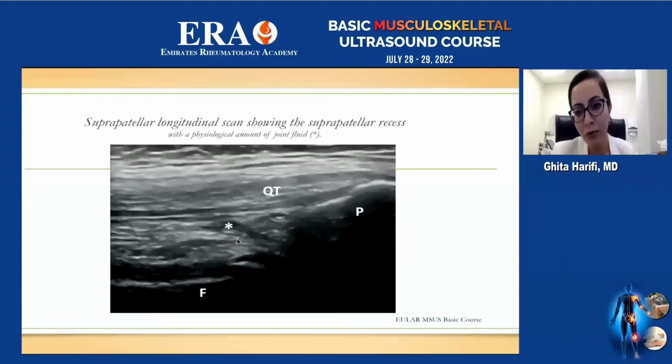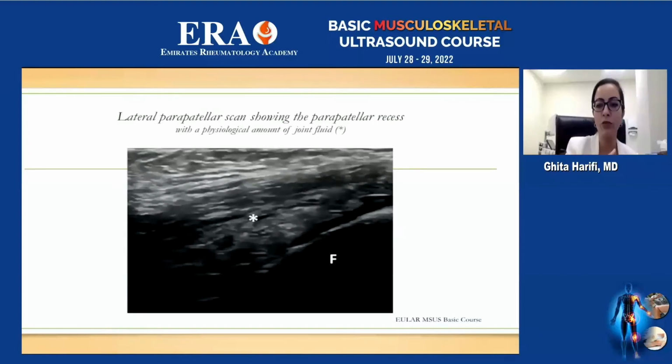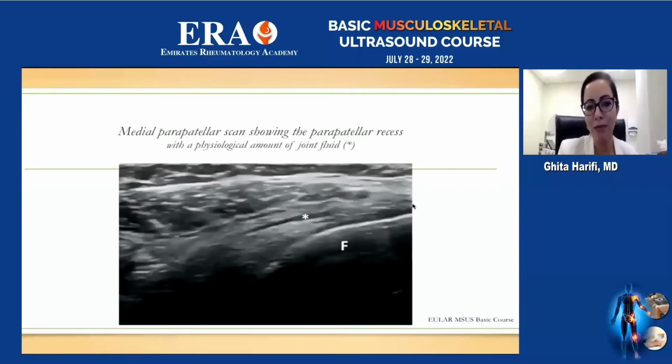This is exactly what we'll be looking for: an effusion, a joint effusion, or a synovitis, a knee synovitis. So this is the suprapatellar scan showing the suprapatellar recess with a normal amount of fluid. As we said, we go medial in the middle. Don't forget to swap and go medially and laterally to scan the medial and the lateral parapatellar recess, again with a physiological amount of fluid, and the medial parapatellar recess, with sometimes an effusion, and here a physiological amount of fluid.